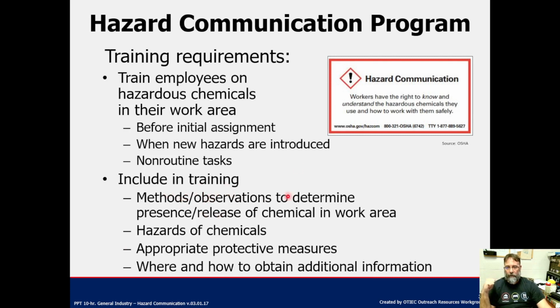Included in the training: the methods of chemical handling, and how to work with it if chemicals are spilled. That individual in the case study did not receive training on what happens if that chemical gets spilled. The hazards of it, what makes this particular chemical hazardous, protective measures, PPE, what needs to be done on that, and then how do you get additional information? It's the SDS. It's right there, and if it's not there, you can find it and look it up.